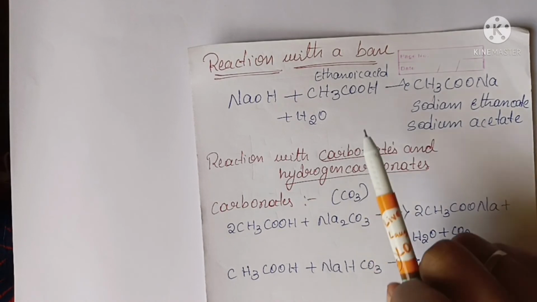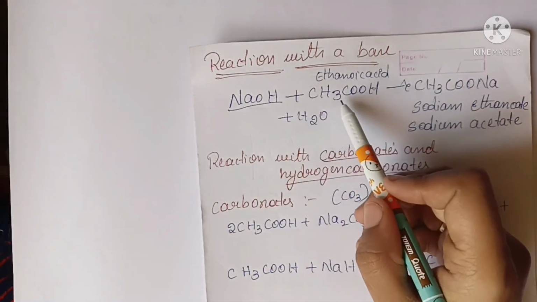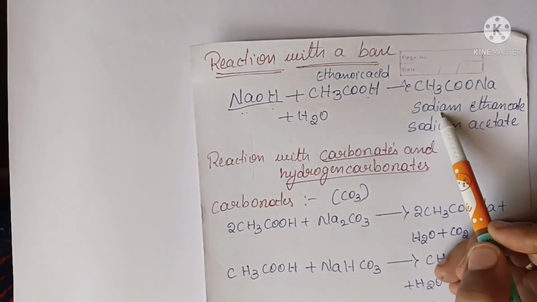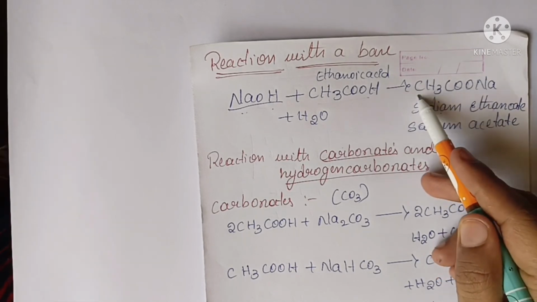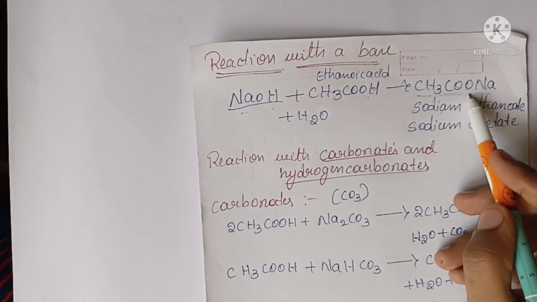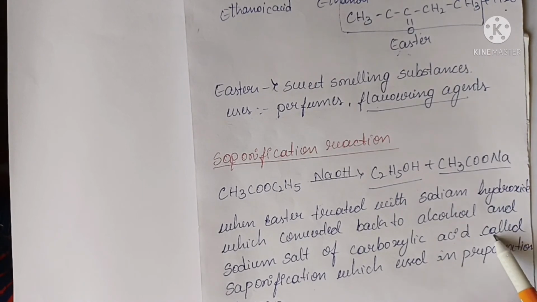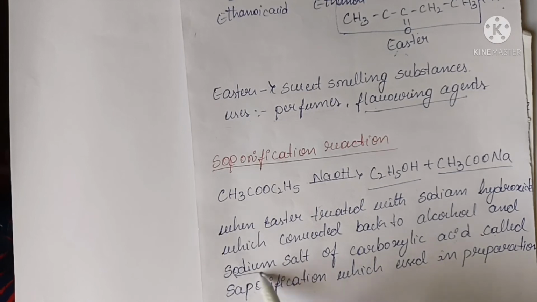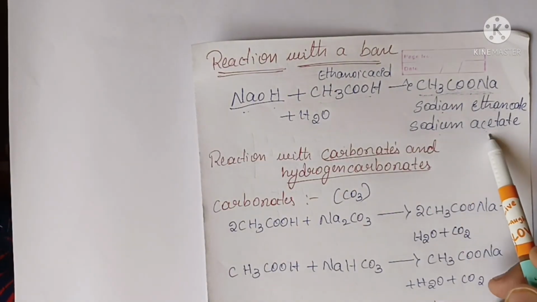Let's see the reaction with the bases. This is the base NaOH here. When ethanoic acid reacts with the NaOH, it gives sodium ethanoate and water. This one we are going to call sodium acetate or sodium ethanoate. And in the case of saponification also, you can see the same thing happens, isn't it? The sodium salt of carboxylic acid, sodium ethanoate, or sodium acetate, all are one and the same.